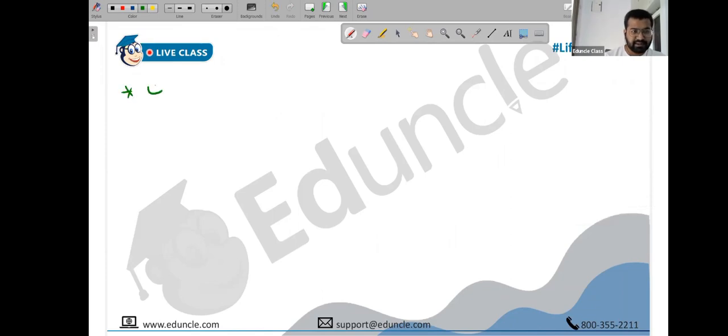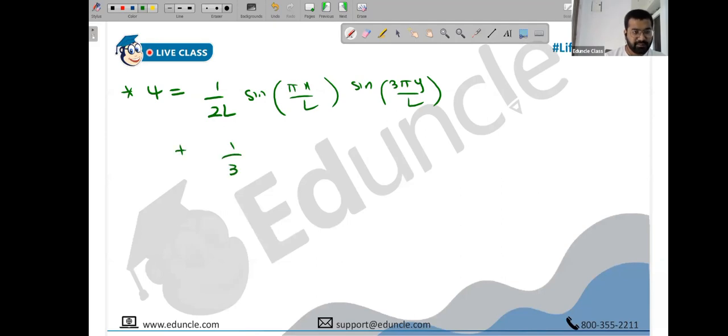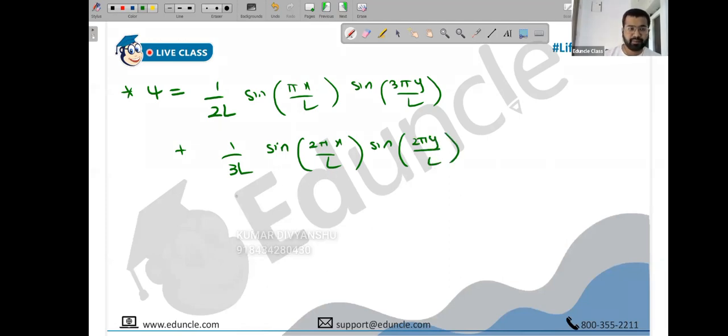Suppose, people, I have given you a wave function here: 1/2L sine πx by L and then sine 3πy by L plus 1/3L sine 2πx by L into sine 2πy by L. I just want us to write this in a linear combination format. So first of all, we need to identify what kind of a function this is, what kind of a potential this is, people. So what do you figure out?